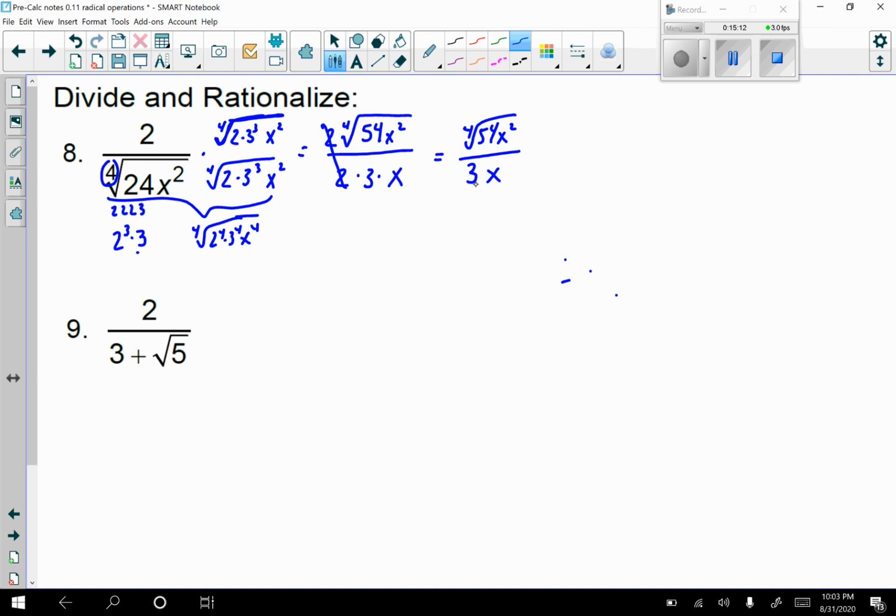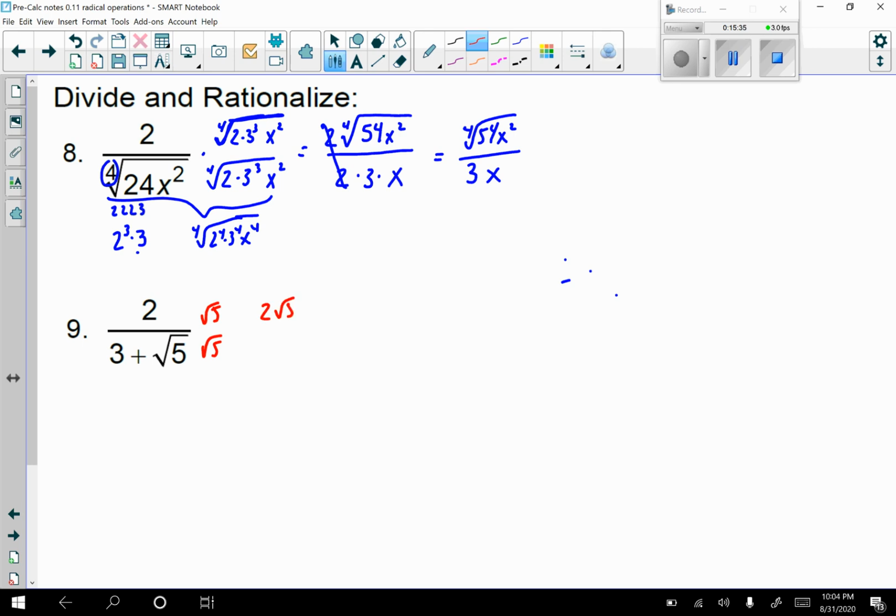All right, number 9. So instead of just a radical on the bottom, we have a binomial with a radical. Still can't have a radical on the bottom, so we need to be able to work with that. So let's think about some options we have here. We have a root 5, simple square root, so let's just try root 5, top and bottom. I like to do things that don't work first.